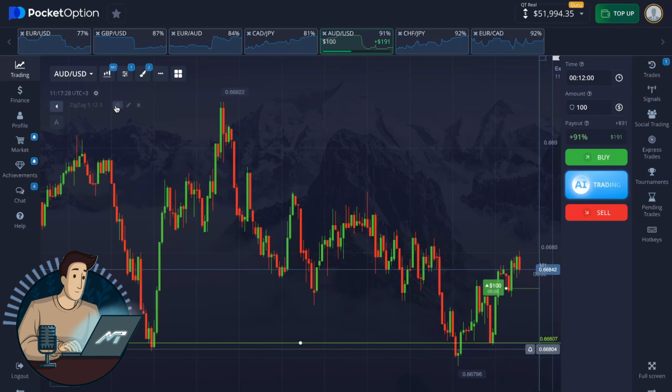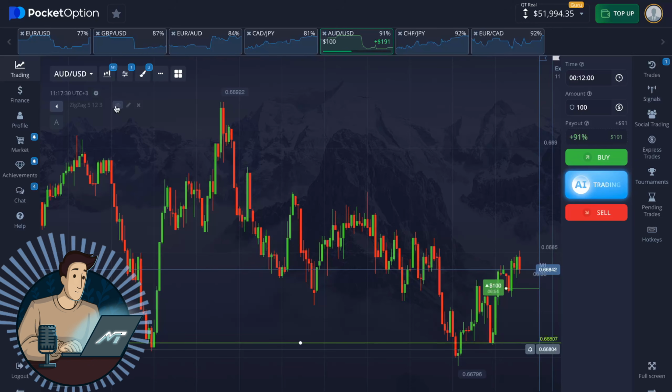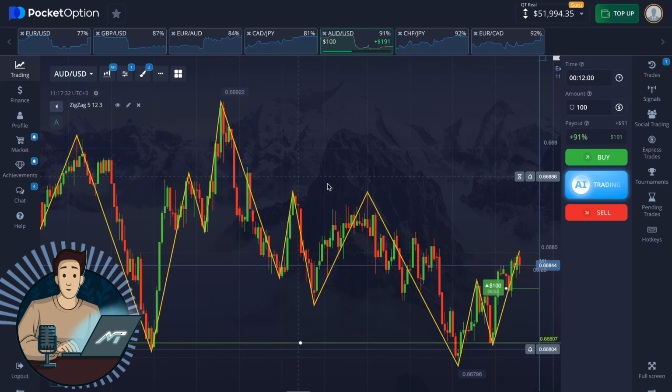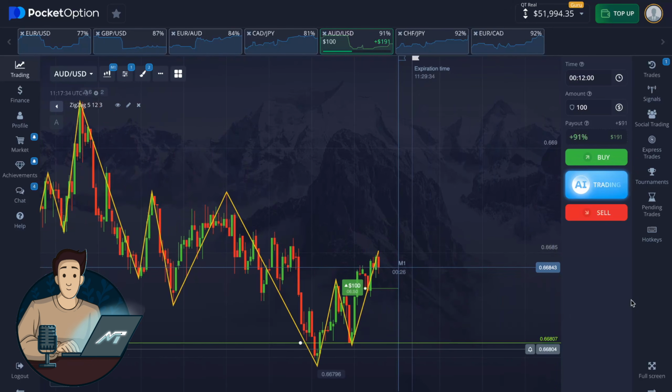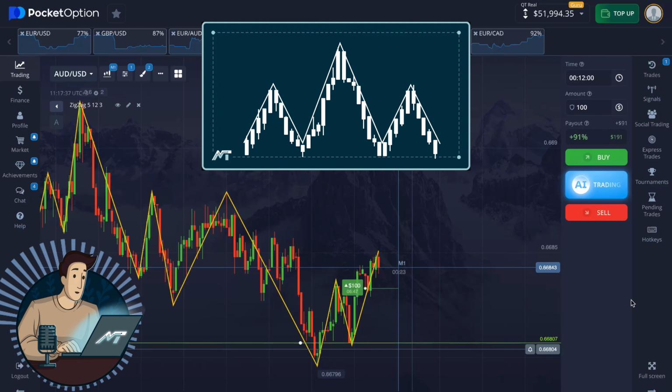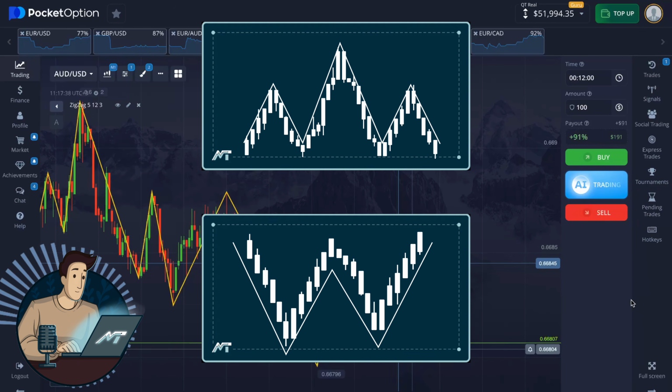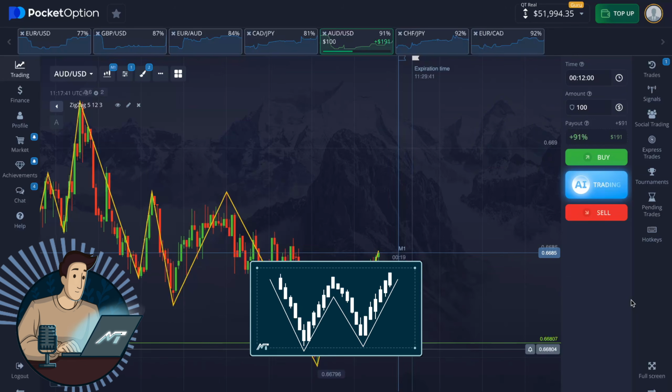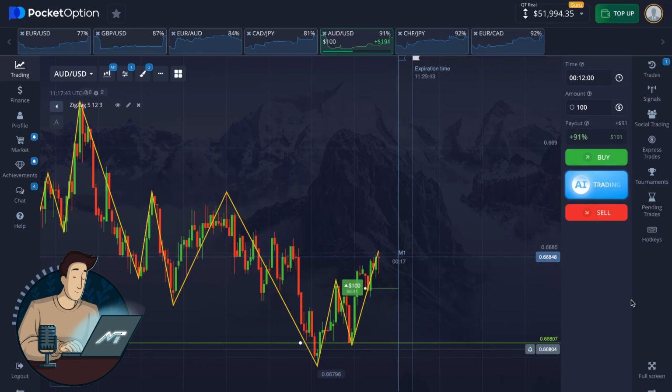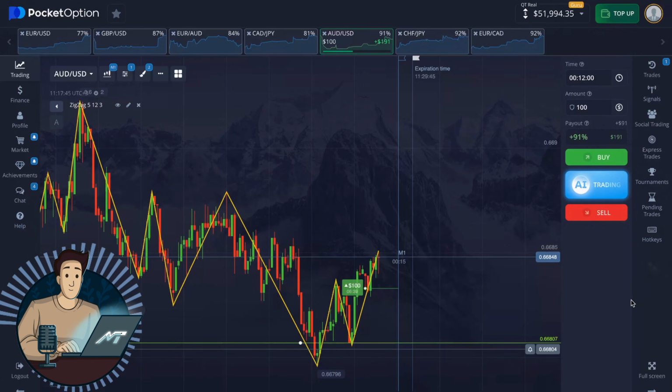And finally, the ZigZag makes reversal patterns on the chart more noticeable. For example, patterns like head and shoulders or double bottom are easier to recognize when you're only seeing the major price changes, not all the market noise.